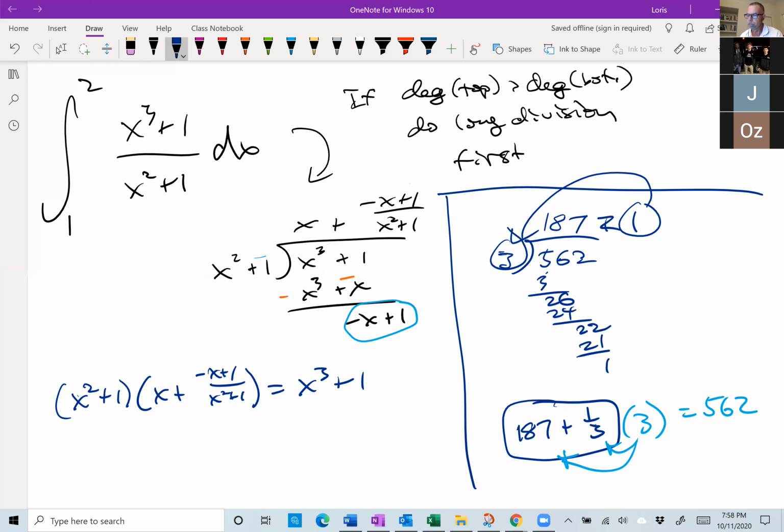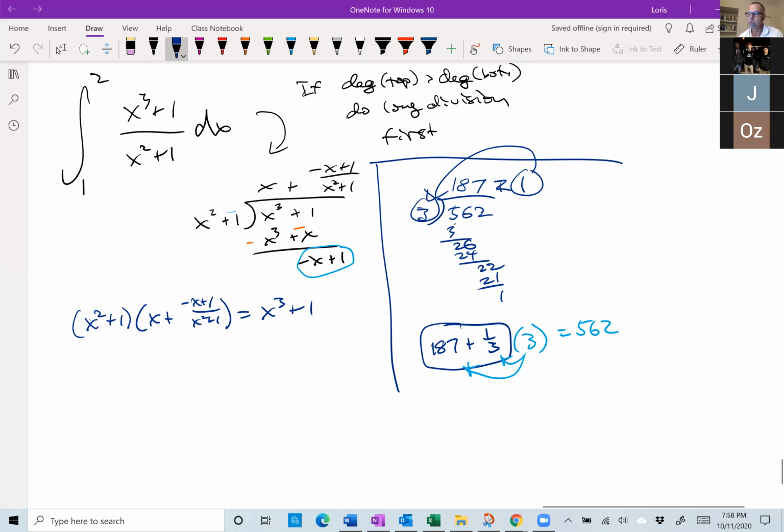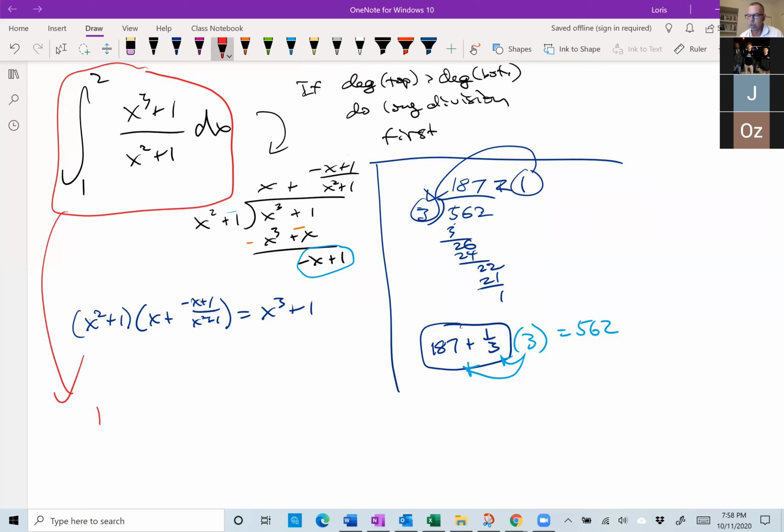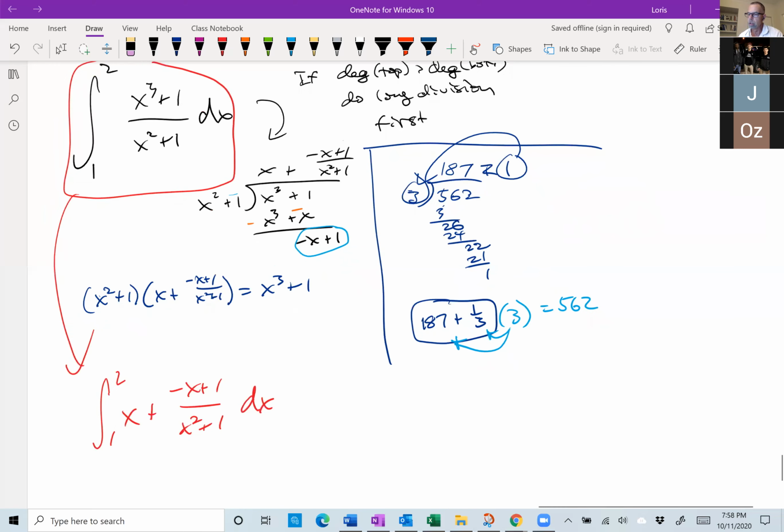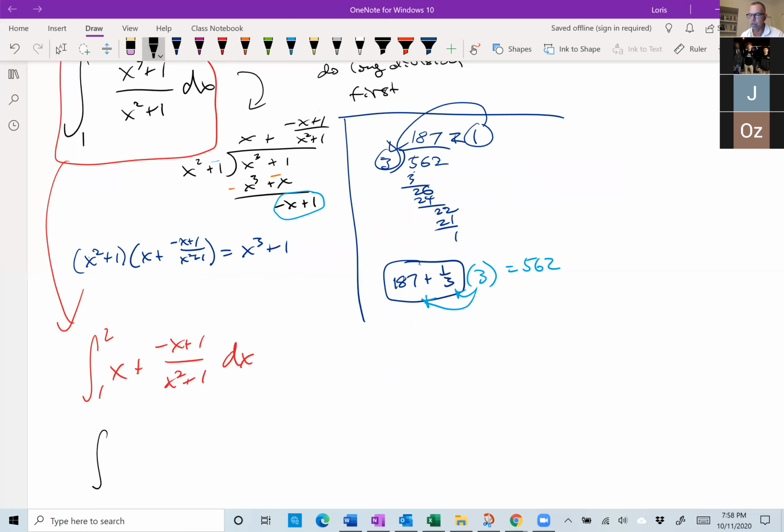All right, so now this integral becomes the integral from 1 to 2 of x plus negative x plus 1 over x squared plus 1 dx. It just becomes the quotient. The integral of x is easy, and then I would split up this one into 2, one using u substitution and one using, what do y'all think? Arctan? Arctangent, exactly, arctangent.